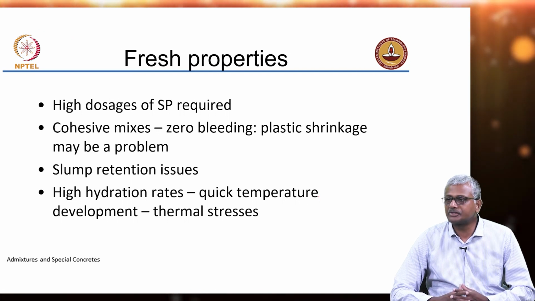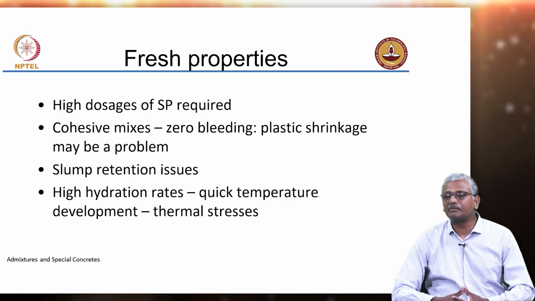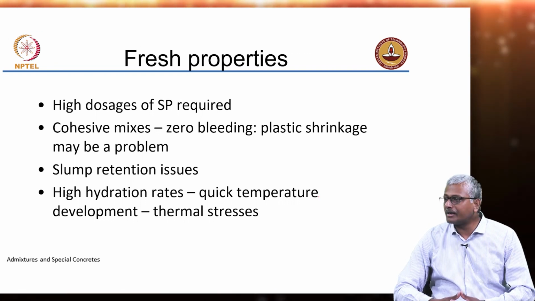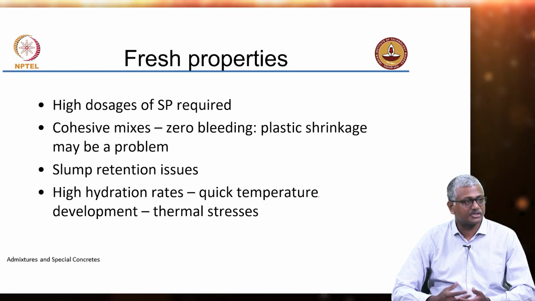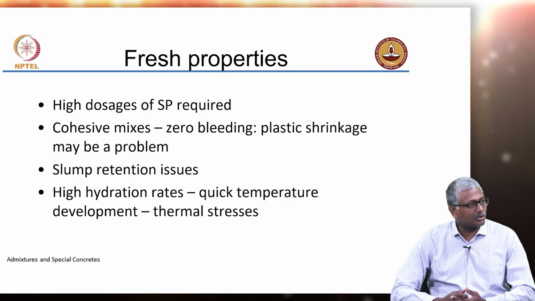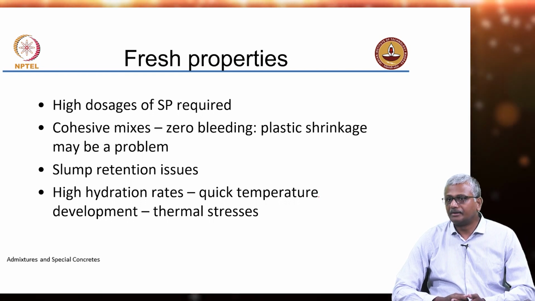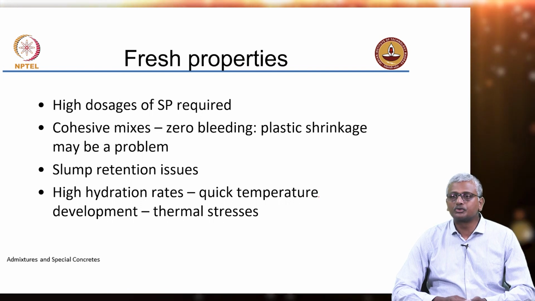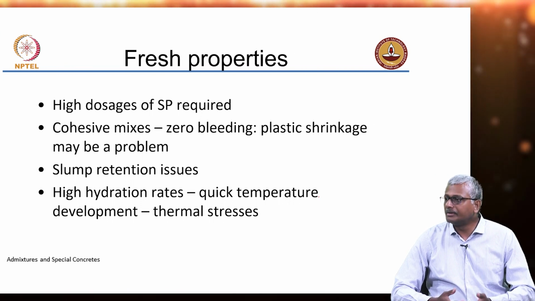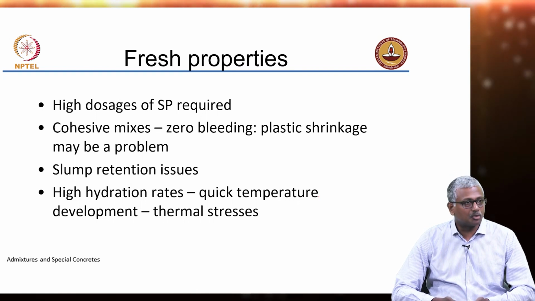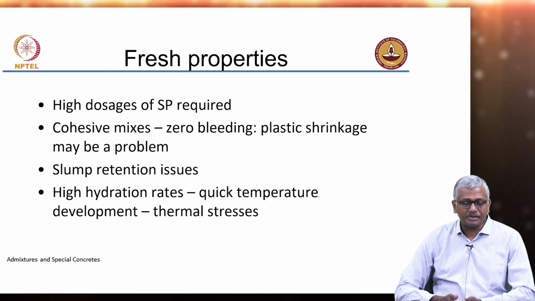Now, it is not difficult to imagine that fresh properties of high strength concrete are going to be extremely difficult to manage. You need high dosages of superplasticizer. You will get cohesive mixes which have zero bleeding. So, high strength concrete mixes will be prone to plastic shrinkage problems. They will also be prone to issues of slump retention because water content is very low. Invariably, you are using silica fume or metakaolin in your system. So, slump retention will be a realistic thing to live with.